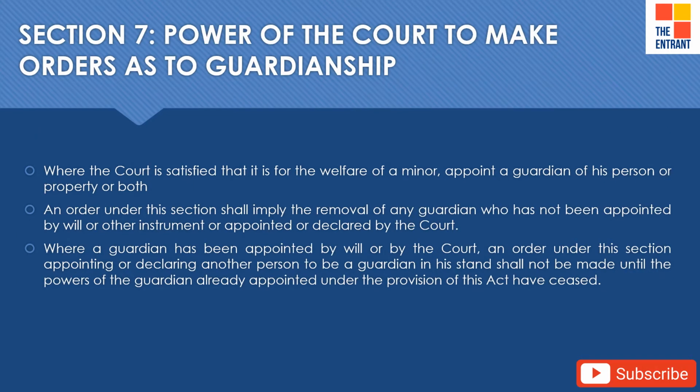Section 7 of the Act empowers the court to make orders to remove and appoint guardians for the welfare of the ward as well as his property, and where the court is satisfied that it is for the welfare of a minor, it may appoint a guardian of his person or property or both. An order under this section would imply the removal of any guardian who has not been appointed by will or other instruments or appointed or declared by the court.